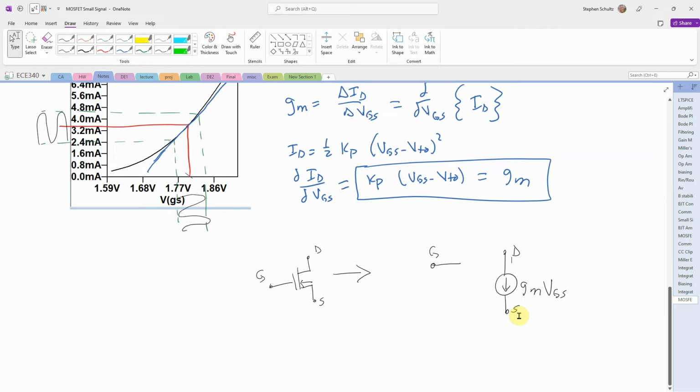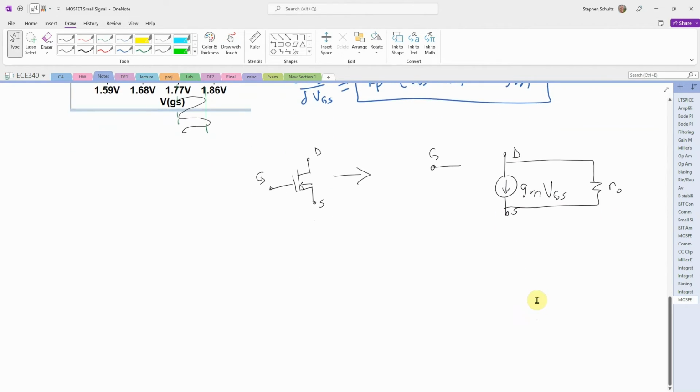Now we want to add a little bit more fidelity into this. In order to do that, we're going to look at how the current changes with respect to the D and the S. So we're going to add in a resistor, which is often called RO, which is going to be related to how my current changes with respect to my VDS. In this case, we have a little more accurate current model. So this is equal to 1/2 Kp (VGS minus VTO) squared, but then I have this (1 plus lambda VDS).